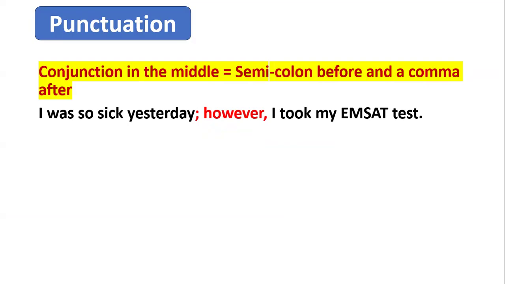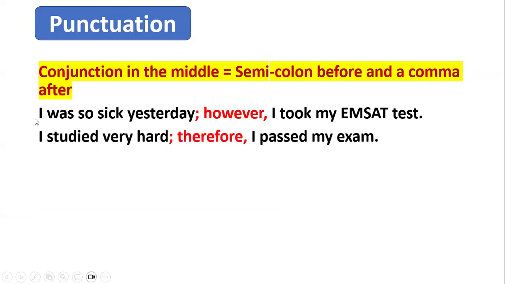So I put however in the middle between the two sentences. I didn't want to start a new sentence with the word however. I'm putting however in the middle. In this case, be very careful. This applies to all the words in this group. A semicolon should come before the word, and a comma should come after the word. Another example. Let me just translate this one.